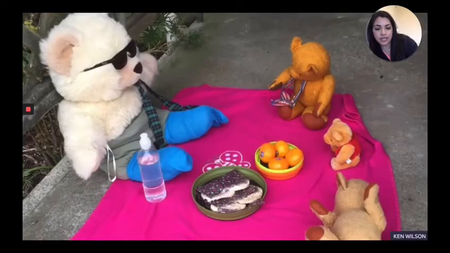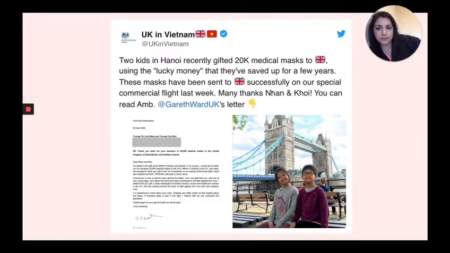Let's see some more positive stories. So these two children from Vietnam have been gifting lots of medical masks to the United Kingdom using some money that they have saved up over the years, which is really, really kind of them.